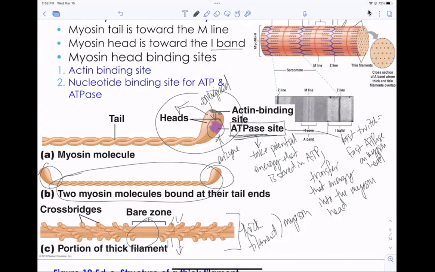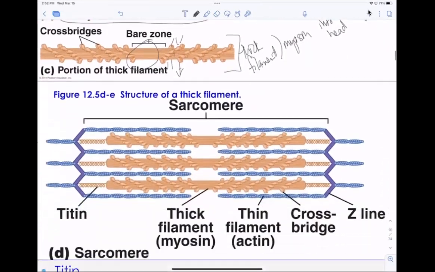Slow twitch has slower ATPase activity, but doesn't use ATP as quickly, and tends to have more capillary oxygen infrastructure and create energy as it's being used. So those are the slower twitch muscle fibers, and we'll talk about that later.